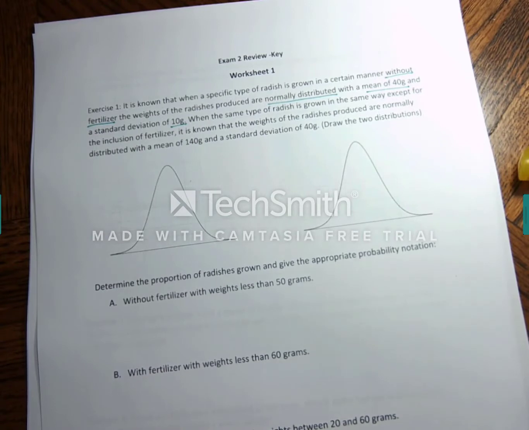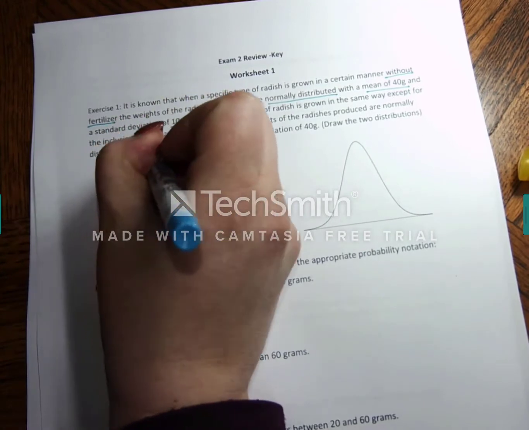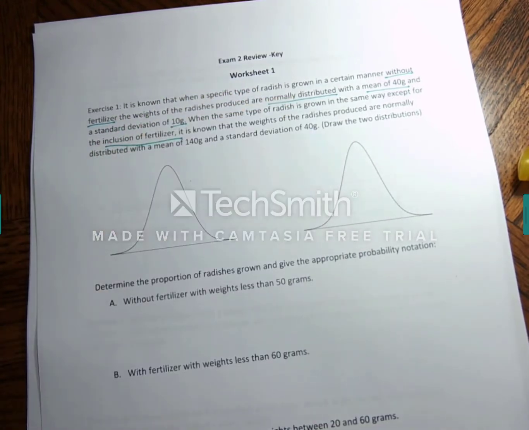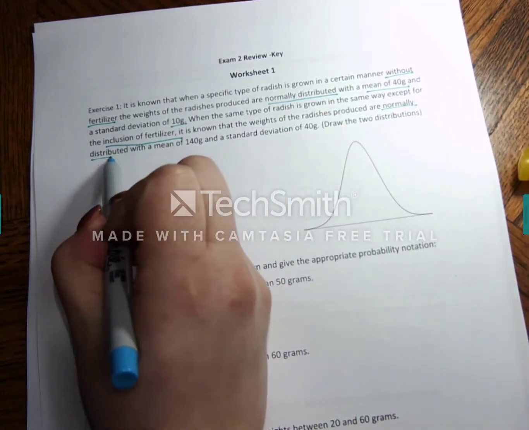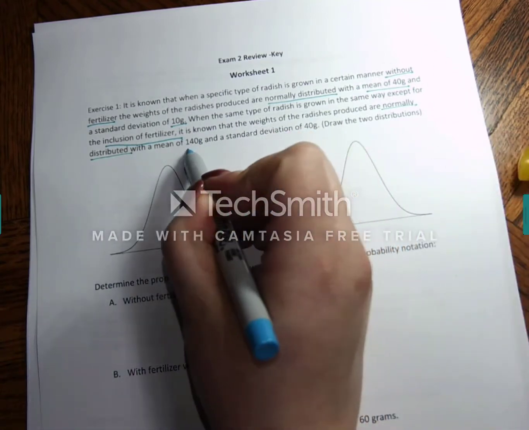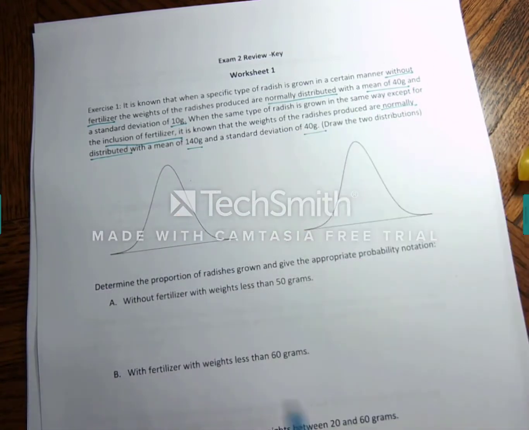When the same type of radish is grown the same way except for the inclusion of fertilizer, so now we're being told how this radish behaves with fertilizer, it is known that the weights of the radishes produced are normally distributed with a mean of 140 grams and a standard deviation of 40. So notice again, we're told this population is normally distributed, and we get the mean and the standard deviation. So the first thing we're going to do is draw the two different distributions.